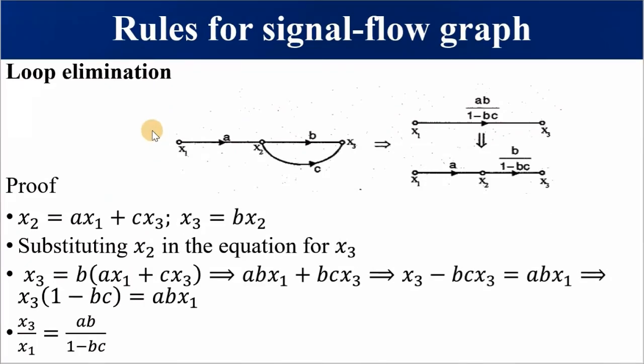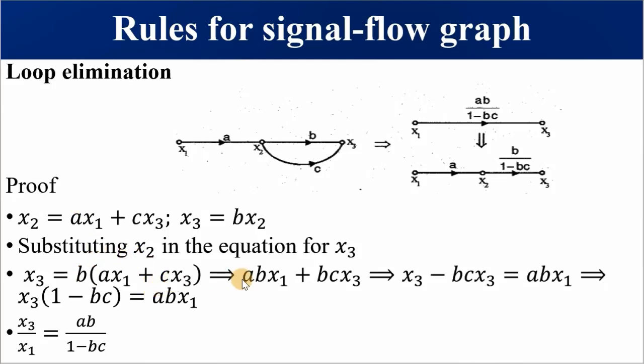Let's see how you can eliminate the loop. So how do we find x2? We've got input and output. So it's ax1 plus cx3. What about x3? x3 is equal to bx2. This is our b, which is the transmittance. Substitute x2 in the equation of x3. So we've got x3 is equal to b times x2, where x2 is equal to this.